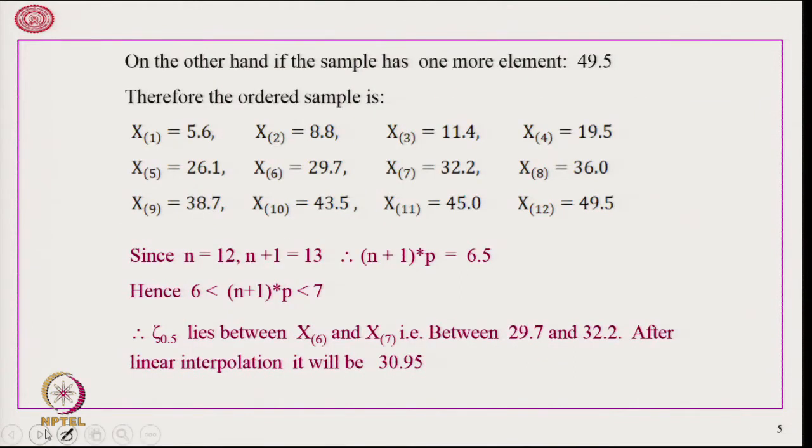So, that way we can get an estimate for the median. On the other hand, suppose there is one additional element, namely 49.5. Therefore, the ordered sample now has x 12 equal to 49.5, because that is the maximum of all the elements. But in this case (n plus 1) p is equal to 6.5, which is between 6 and 7. Therefore, by the concept of linear interpolation, we get an average of these two, which is the value 30.95. So, this is going to be the estimate for median.